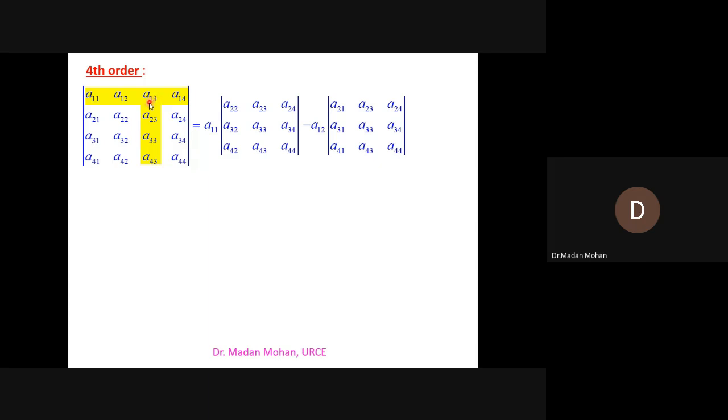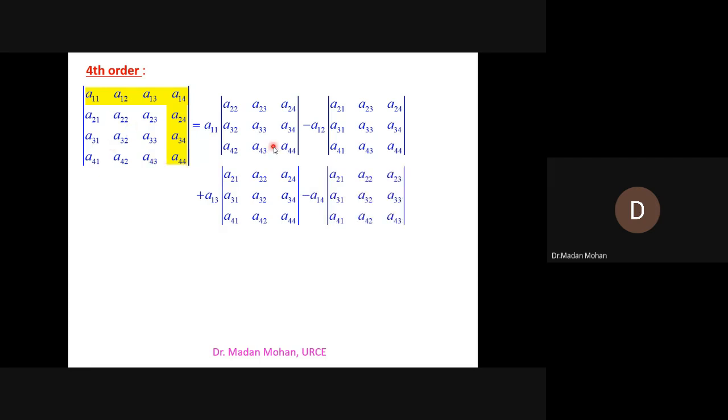Minus 1 power 1 plus 3, which is plus. Plus A13 into the remaining. Next, take the last column: minus A14 into this. This gives the determinant of this fourth order. Now, if we expand these four third order determinants, you will get this fourth order determinant.